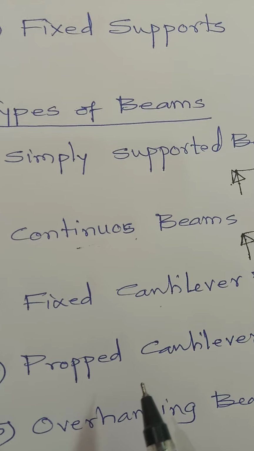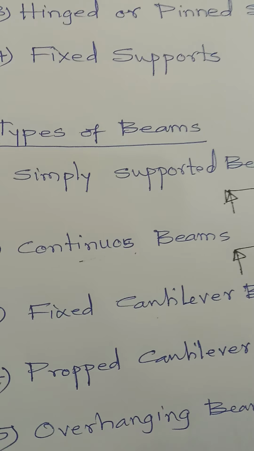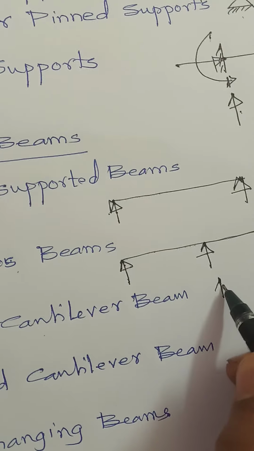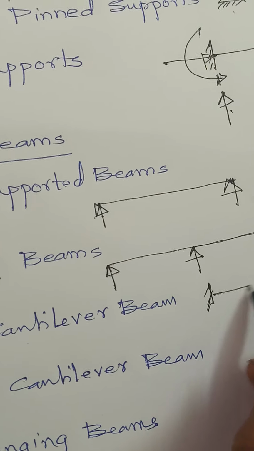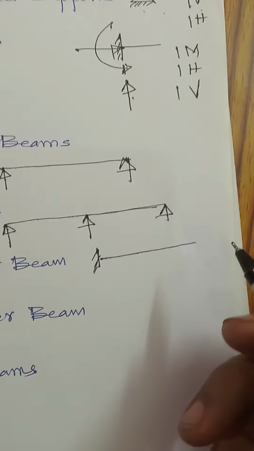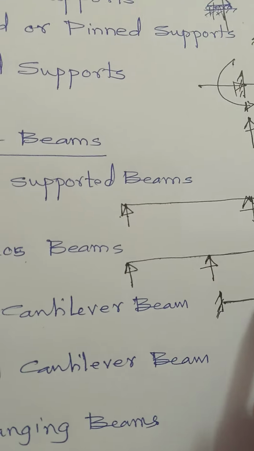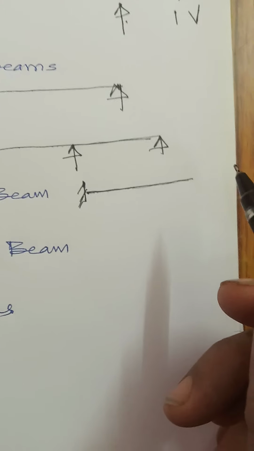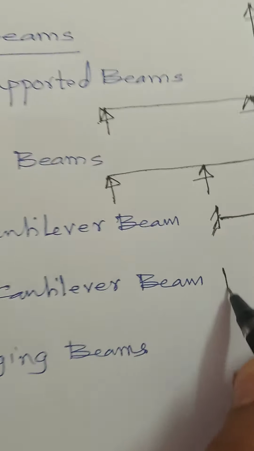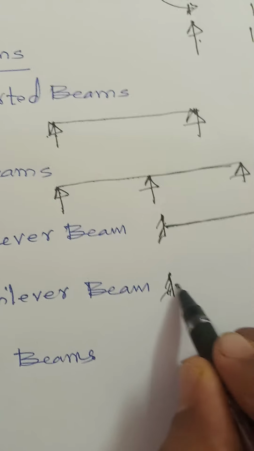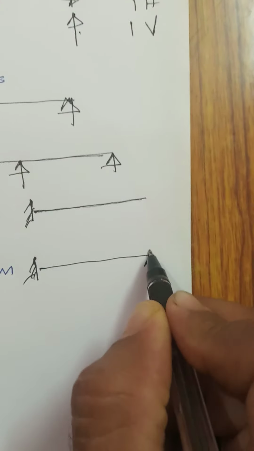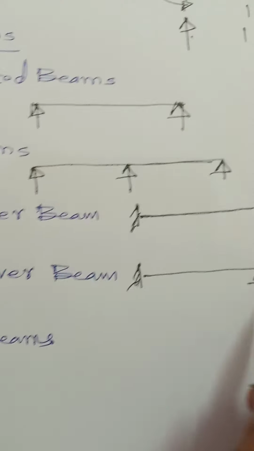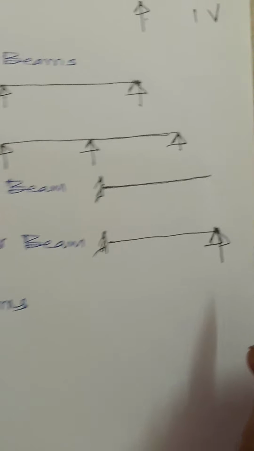And whereas fixed cantilever beam, fixed cantilever means one side it will have a fixed support and the other side it is free. So means the other side it is free, so it will be called as a fixed cantilever. If it is given a support on the other side, it will be called as a propped cantilever. Means it is having one support on the other side.